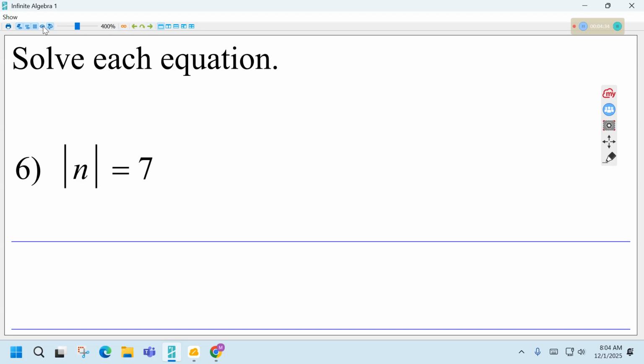Okay, number 6 again, think about it. What 2 numbers are both 7 units away from 0? Well, if I take 7 steps to the right, I get to +7, but if I take 7 steps to the left, I'll get -7. So that's what's going on here.